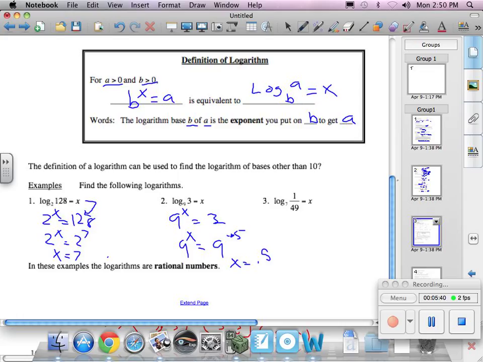Similarly here, this is log base 7 of 1/49, so we would say 7 to the x equals 1/49th, and we know that 49 is 7 squared, and it's been reciprocalized, so 7 to the x equals 7 to the -2, so x equals -2. In these examples, all the logarithms are rational numbers, and we've already been doing this, okay? We just didn't know we were doing logarithms.